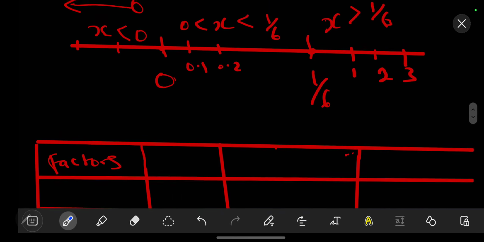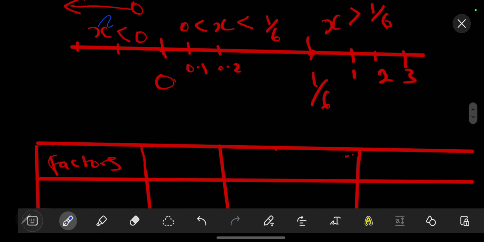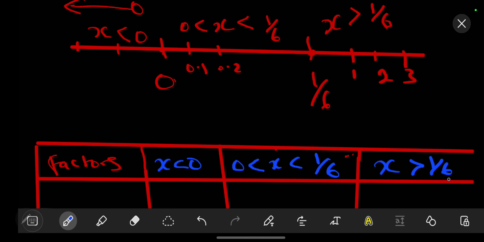Using these same values, we get x less than 0. Then we have an interval which we'll put here: 0 is less than x, less than 1 over 6. Then the last will be x is greater than 1 over 6.